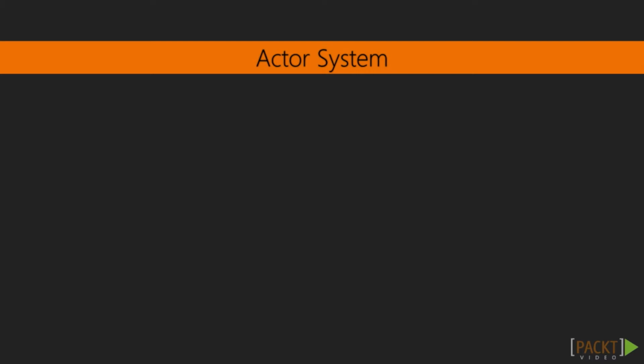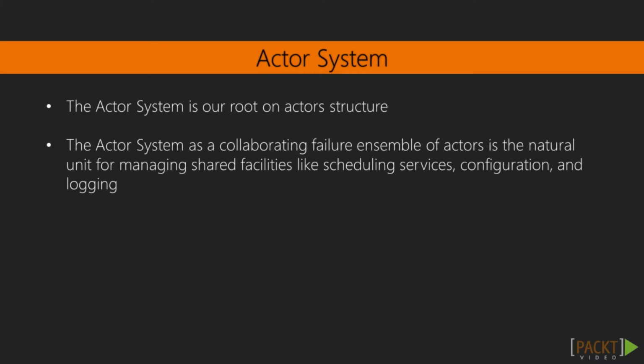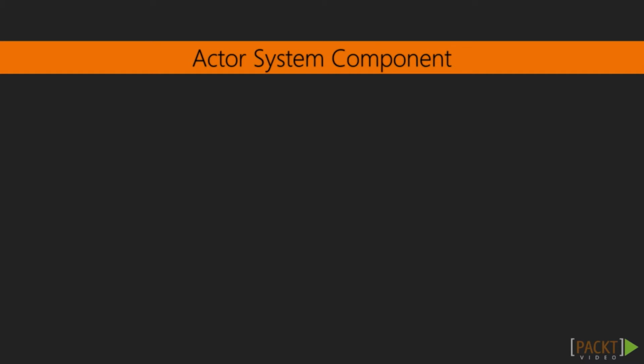What's the actor system? The actor system is our root of the actor's structure. The actor system, as a collaborating failure ensemble of actors, is the natural unit for managing shared facilities such as scheduling services, configuration, and logging. Now, let's take an overview of the actor system components.